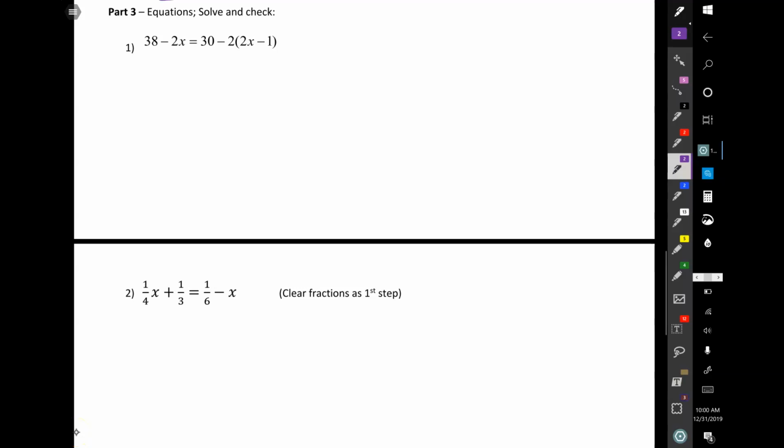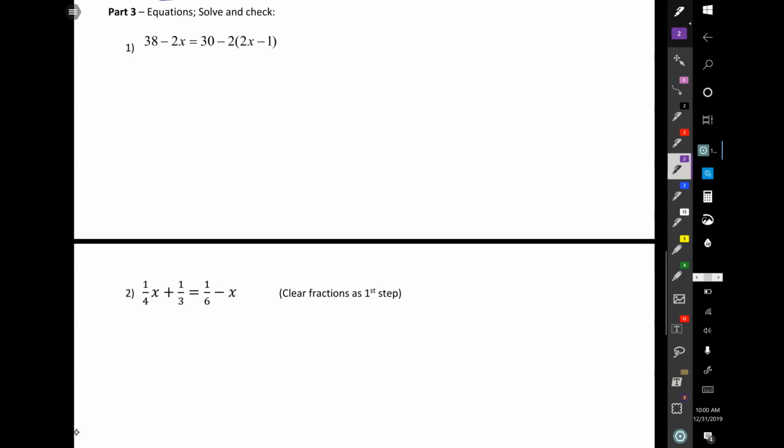Okay, so this video set is on part 3 of the 1.1 review, equations, and then I just want to refresh your memory on checking to see if your answer is correct. So the first problem here is 38 minus 2x equals 30 minus 2 times quantity 2x minus 1. So the first thing we want to do is simplify each side.